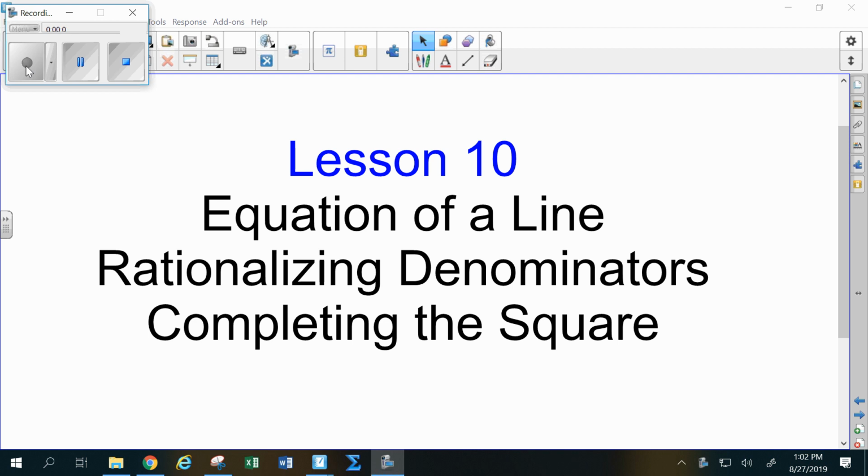Those lessons in the Saxon book. It is another review lesson, and because it's review, they think it's totally a great idea to put a whole bunch of review things in one lesson. So this is not anything new, but it is things that you have seen before. Equations of lines, rationalizing denominators, completing the square.